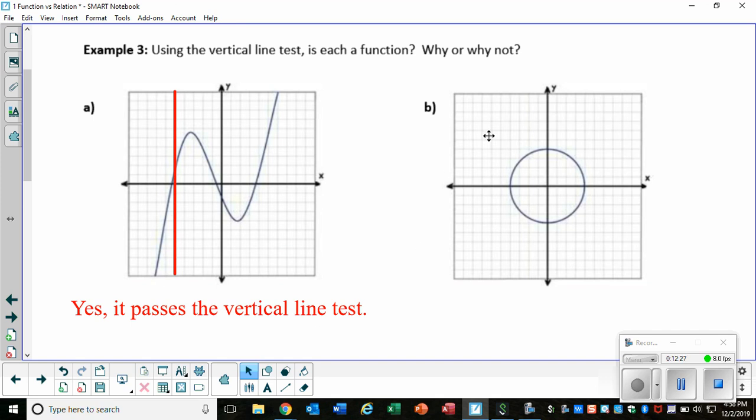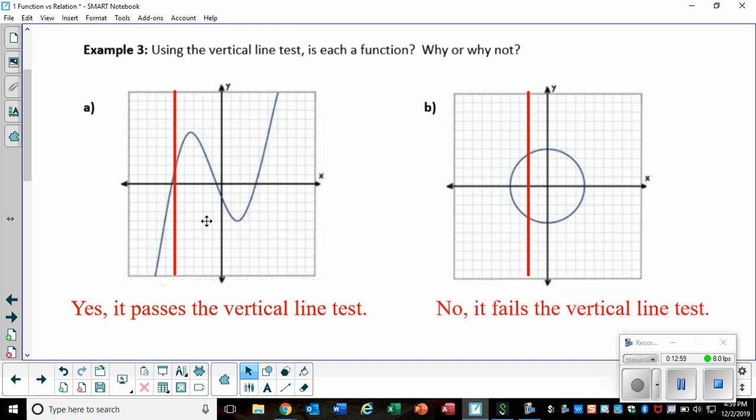Okay? Here, I'm going to do the exact same thing. I can't remember where I drew my vertical line. That's what always happens to me when I do this. Okay, drew my vertical line. I'm touching the circle here and down here. So this is not passing the vertical line test because I'm crossing it in two different locations. What that means is that those 2 points there both have the same x value. That's why we use the vertical line test. So this one fails the vertical line test, and it's not a function.